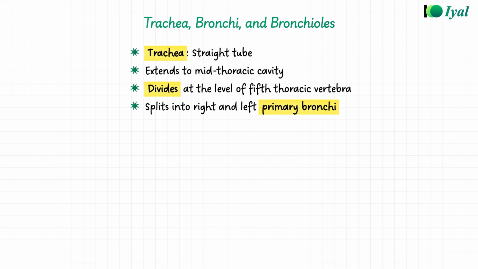So air comes down from the larynx into the trachea. The trachea is a straight tube like a pipe, no? It extends down to the middle of your chest cavity. We call it mid-thoracic cavity. Now, at a specific point, at the level of the fifth thoracic vertebra, this trachea divides. It splits into two branches, the right primary bronchus and the left primary bronchus. One goes to right lung, one goes to left lung.